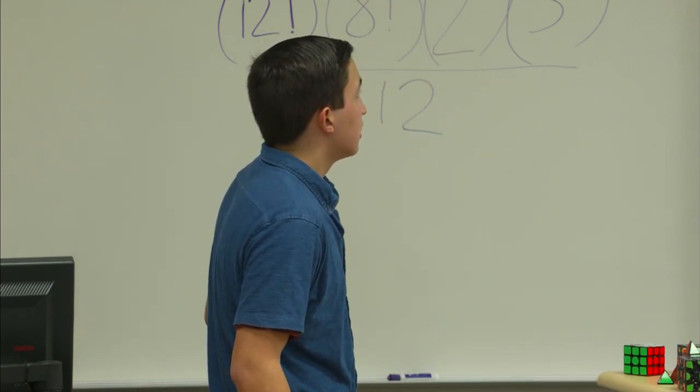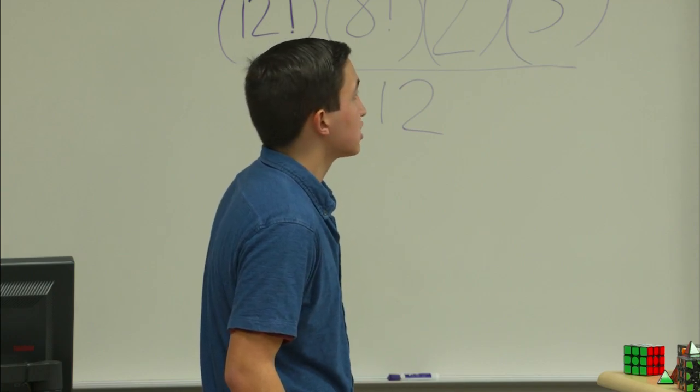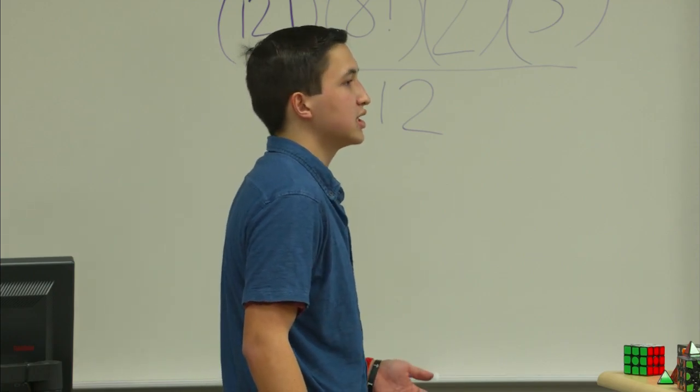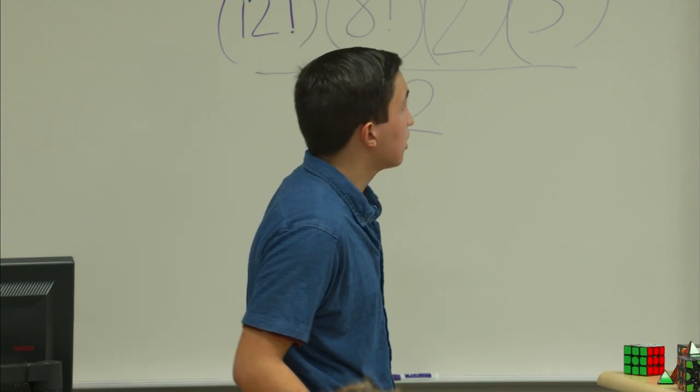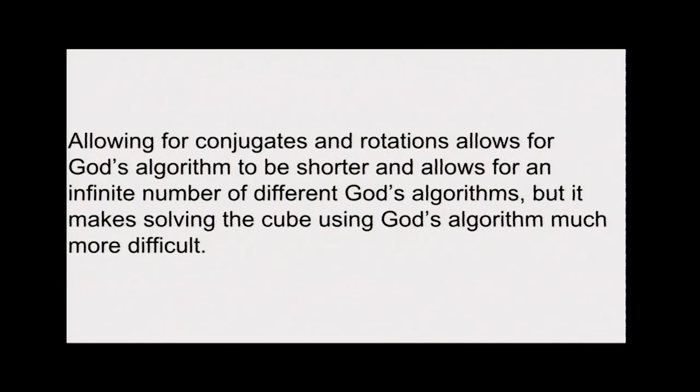So this is a single algorithm solution as long as you allow for conjugates, so these setup moves. Allowing for conjugates and rotations allows for God's algorithm to be shorter and allows for an infinite amount of God's algorithms to exist. But it makes solving the cube using God's algorithm much more difficult.